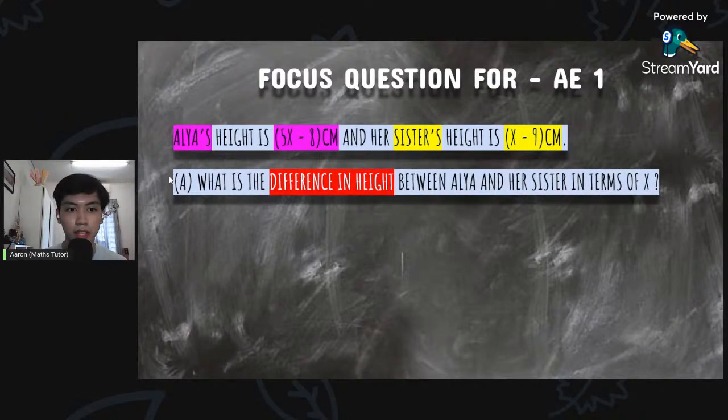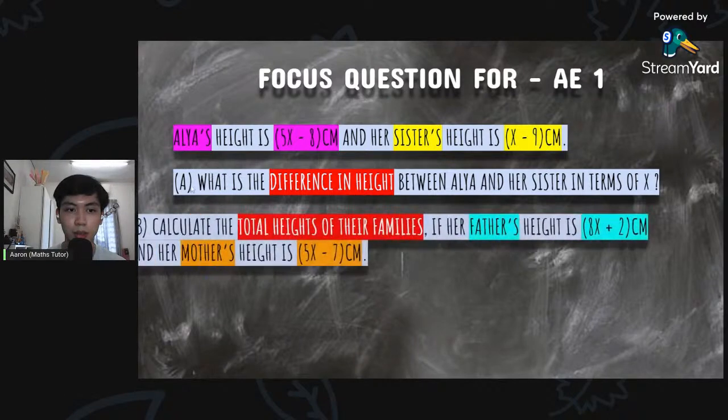For A, it says, what is the difference in heights between Isla and her sister, in terms of x? So we need to find the difference, apa perbezaan dalam ketinggian mereka, Isla dengan adiknya. Kalau nak cari perbezaan, kita nak tolak. So we need to subtract. We use Isla's height minus her sister's height, then we can get the answer. This is how we do A.